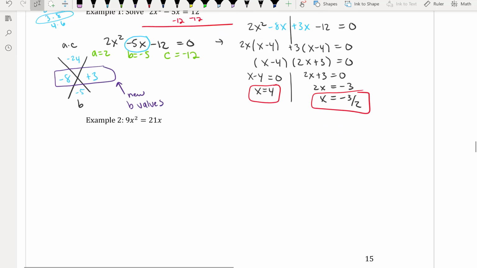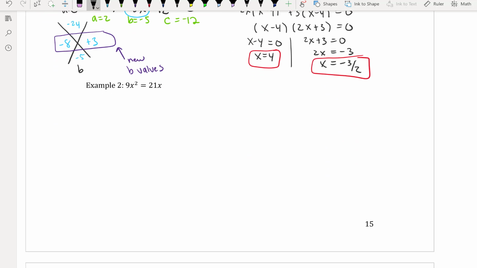All right, so now for the next example, I have 9x squared is equal to 21x. Again, the first thing I want to do is set to 0.